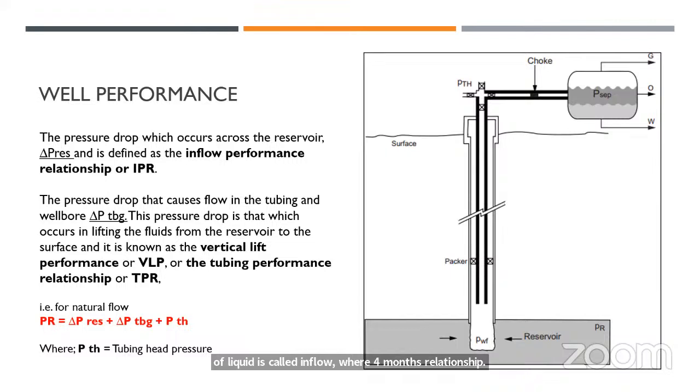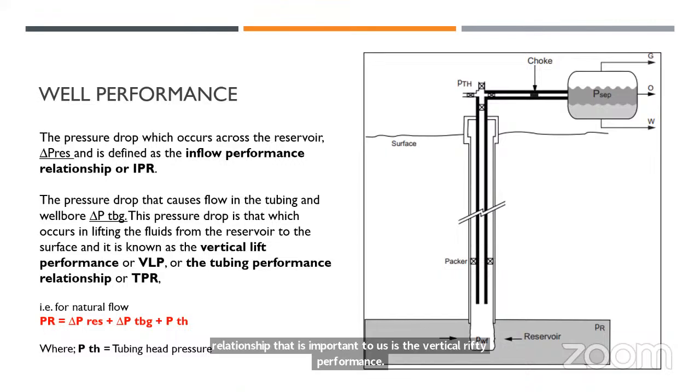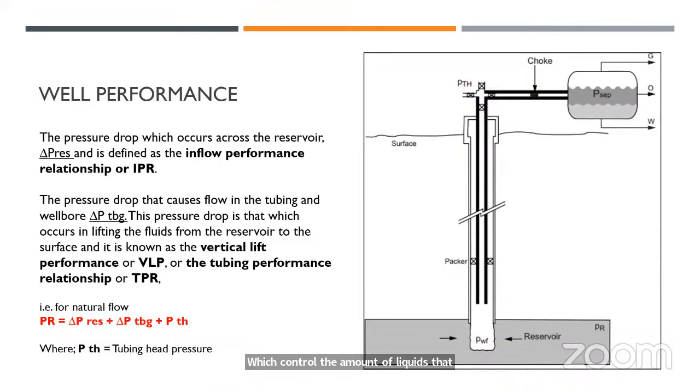Also, another relationship that is important to us is the vertical lift performance relationship, which controls the amount of liquids that come up from the point in front of the reservoir till the surface. Sometimes we name it tubing performance relationship. The same idea, we have two different relationships. We need to understand them basically to know the well performance.